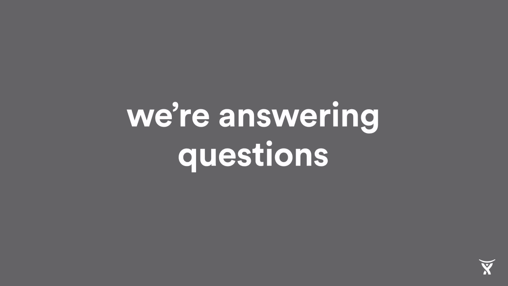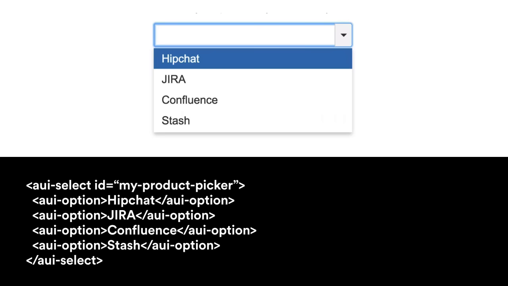The last thing, we're answering questions about this. There are still some things in the web component spec which are questions still to be solved. So for example, this is how we do a drop-down in AUI. It's one of our new components, it's a drop-down. That's how it works. You've got an AUI select, it's got an ID.